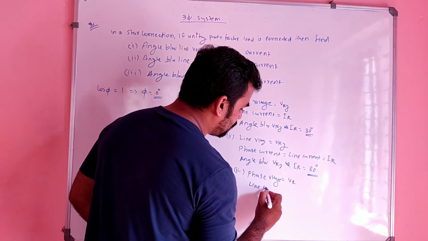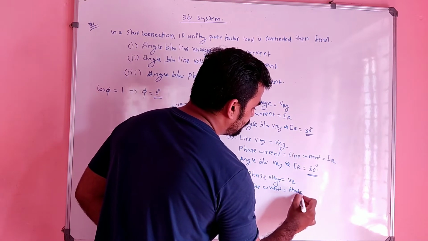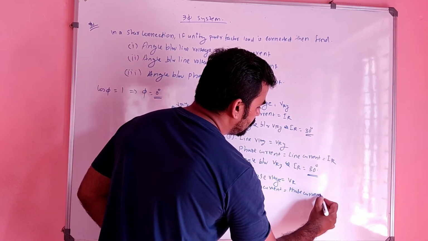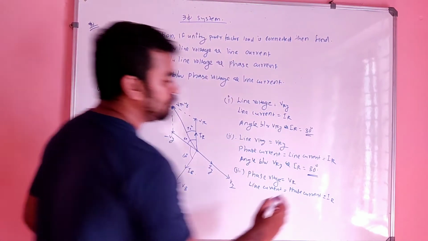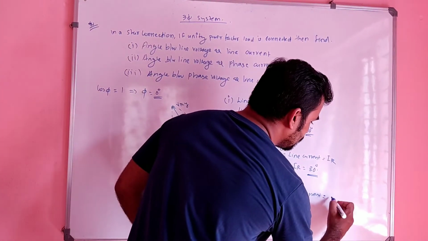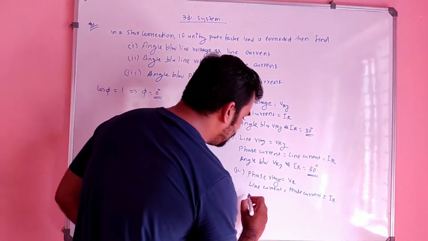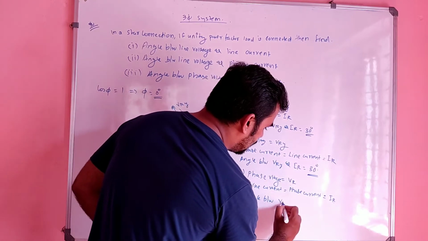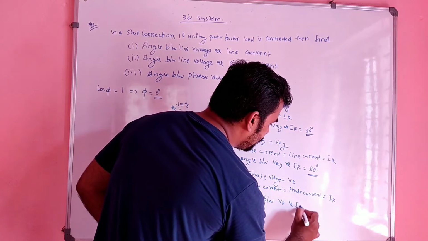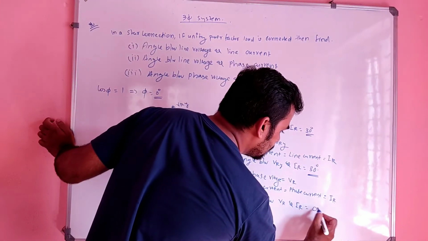Line current is nothing but what? Phase current, because it's a star connected system, which is nothing but IR. Line current equals phase current equals IR. Correct or wrong? So the angle between VR and IR will be what? What is the angle between VR and IR? It's nothing but 0 degree.